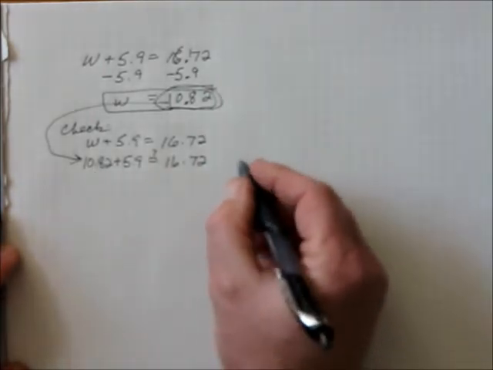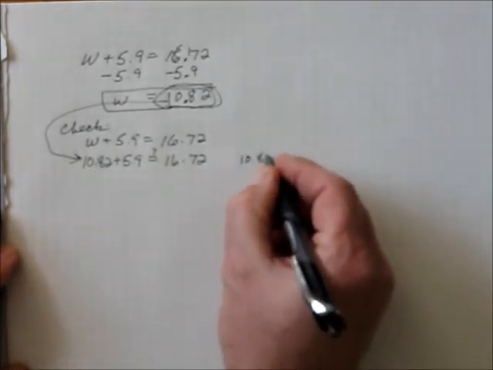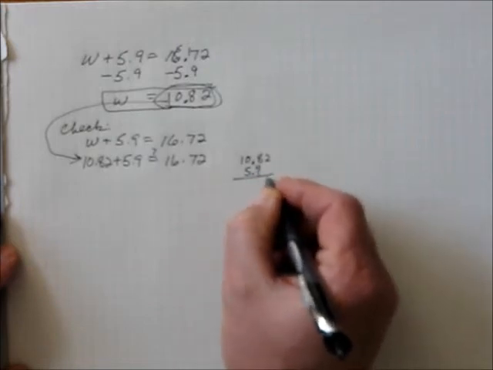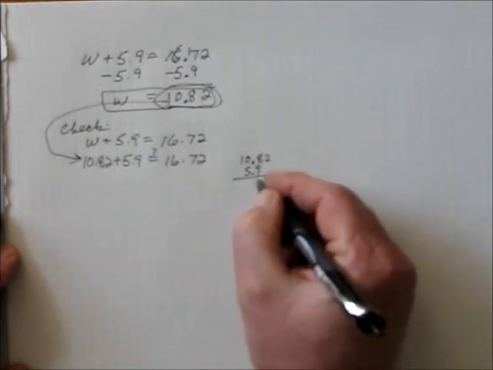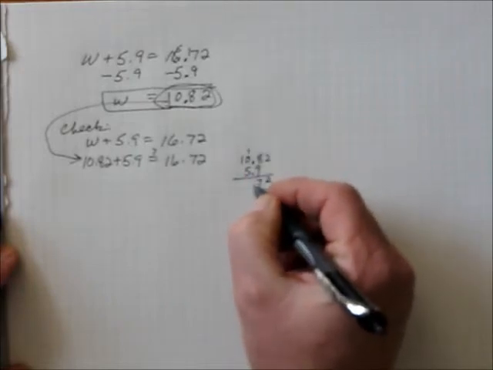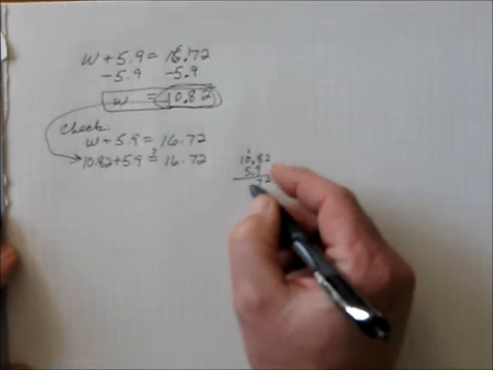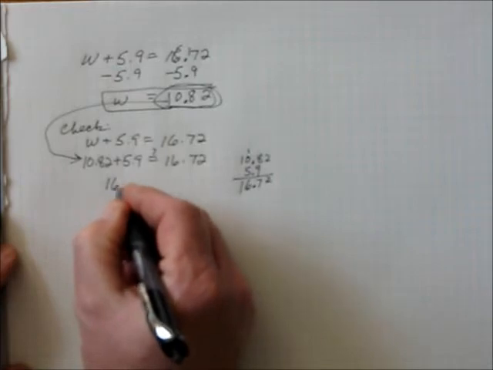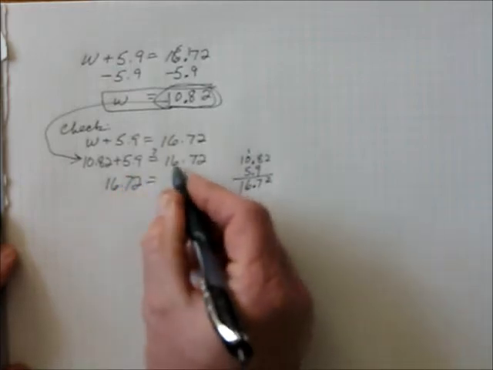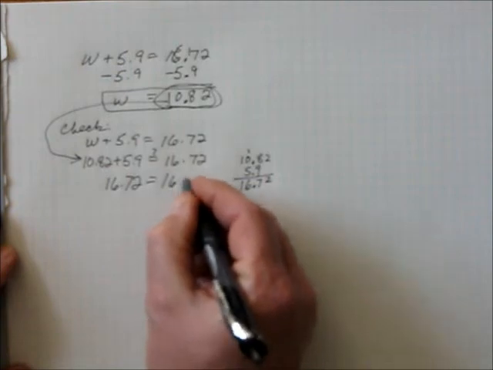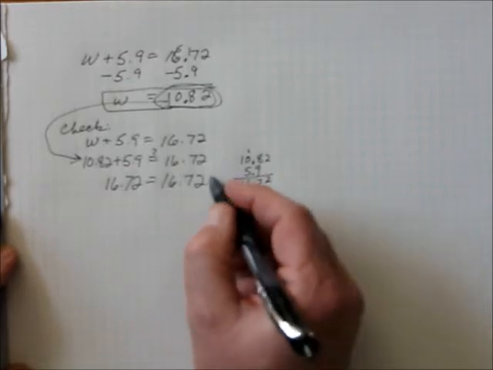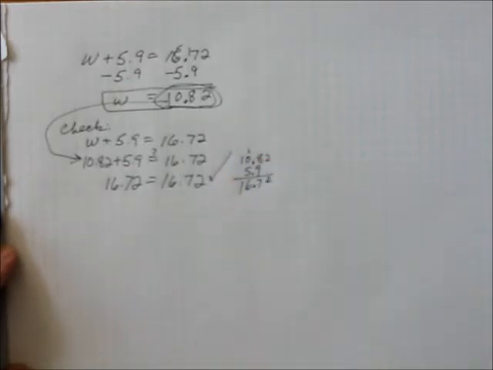Now here I can just go off to the side and do 10.82 plus 5.9. I'm adding decimals, so I'm going to line up the decimals. And so 5.9, and we get a 2. 8 plus 9 is 17. Carry the 1. Bring the decimal straight down. 1 plus 5 is 6. And 1 plus 0 is 1. And on this side, I have 16.72. 16.72 is equal to 16.72, so that's a true statement. So we've checked it. Okay?